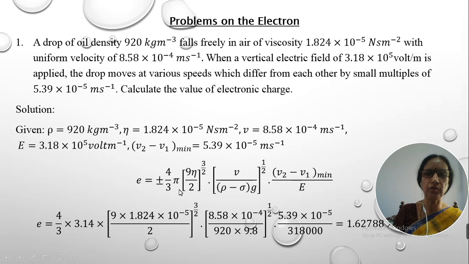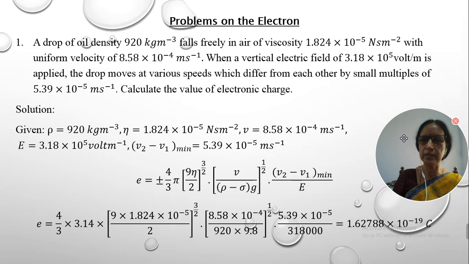The formula for calculating electron charge is this. Substitute, all the values are given here. Substituting the values, we'll get the answer as 1.62788 into 10 raised to minus 19 coulomb. Okay, so next problem.